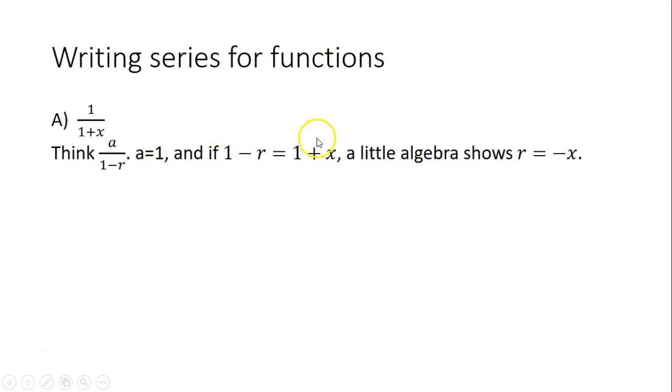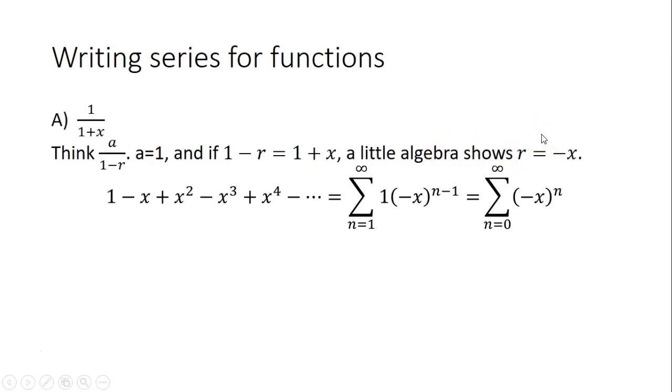But you can do the algebra too. We're going to see some in a second that are going to have some harder algebra. If you add the r, and subtract the x and subtract the 1 from both sides, you're going to see that r is equal to negative x. So what we should have here is we start with our first term of 1, and then because it's geometric, we just multiply by that r every time. This is a over 1 minus r, so our r is negative x.